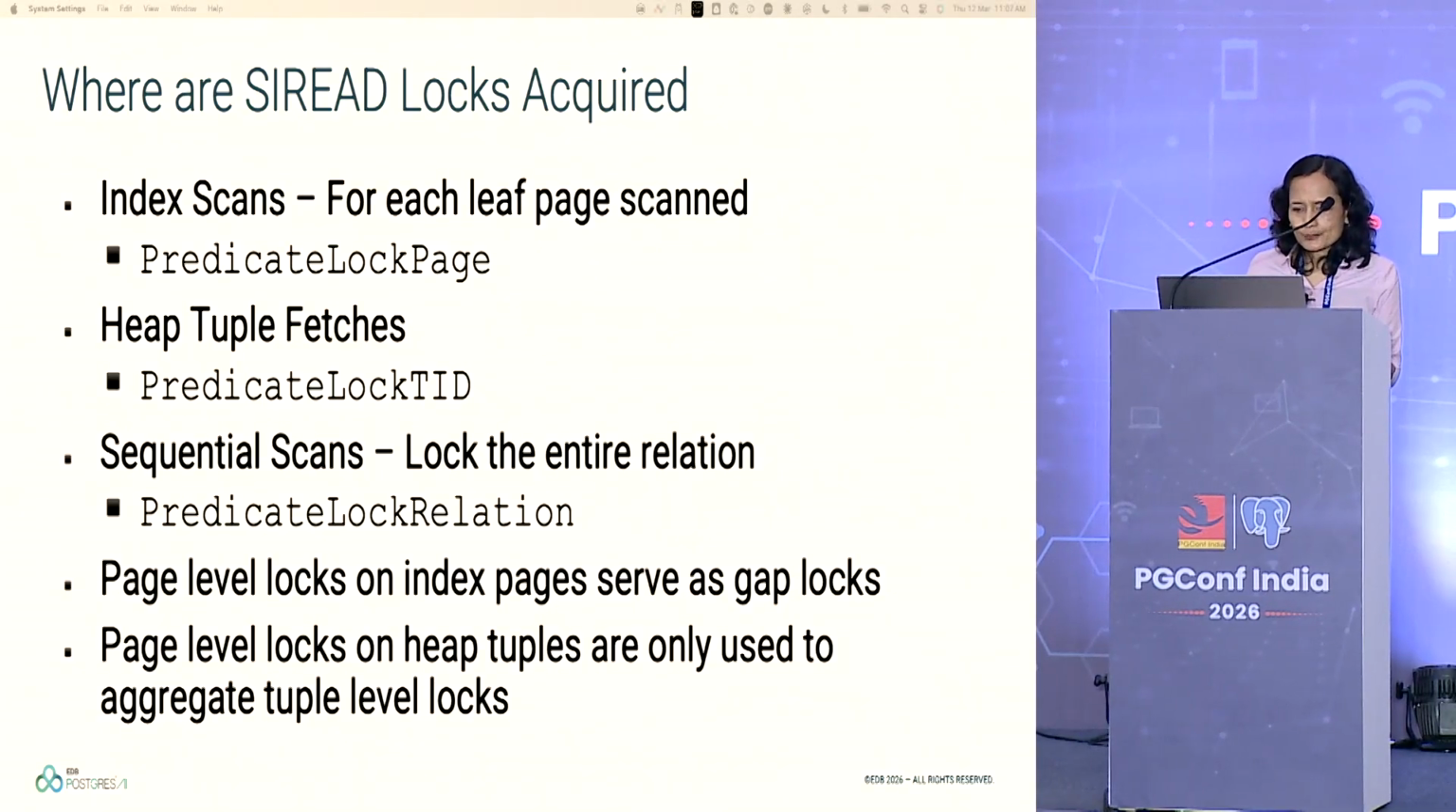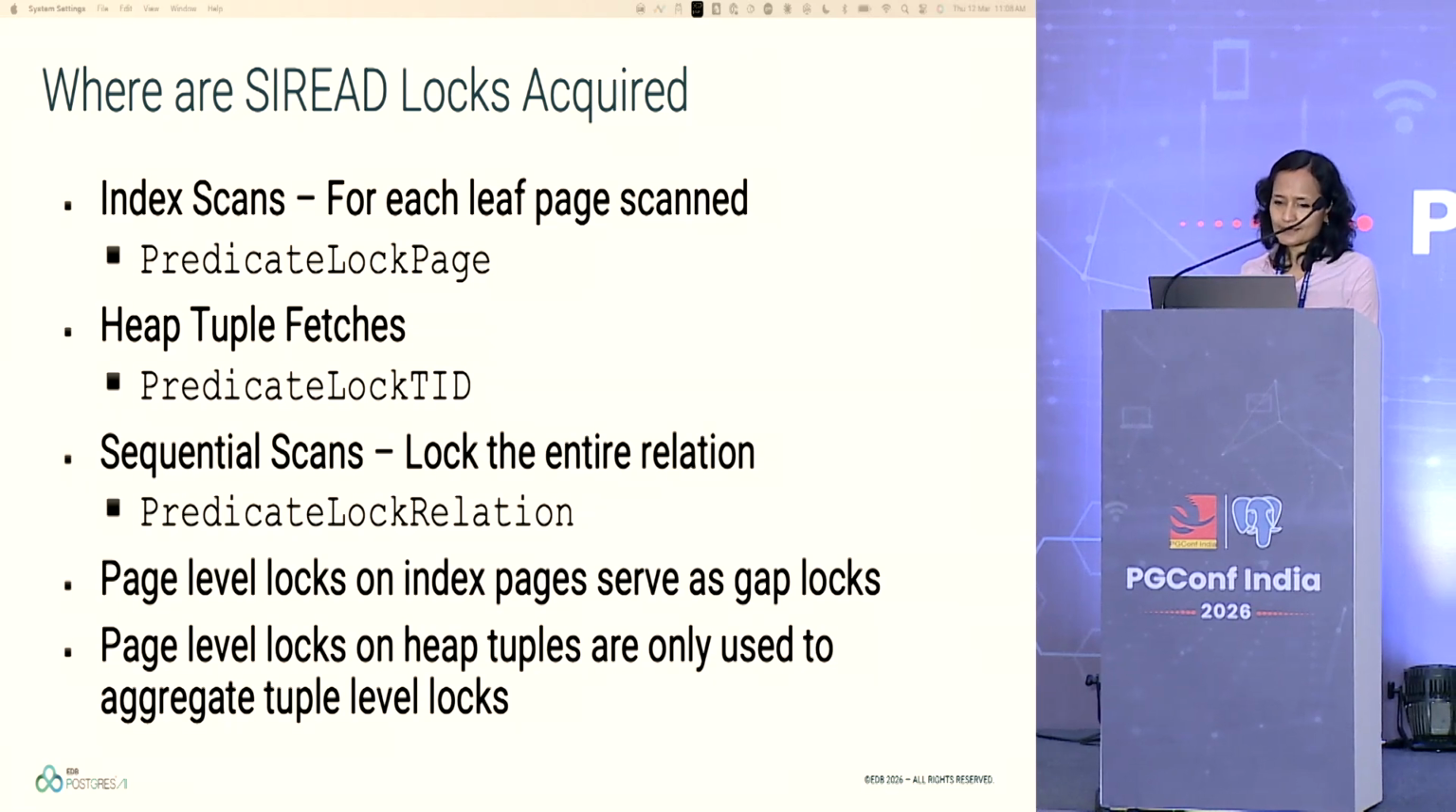So page level locks on heap tuples are only used to aggregate tuple level locks. They are not gap locks, whereas page level locks on index pages serve as gap locks.